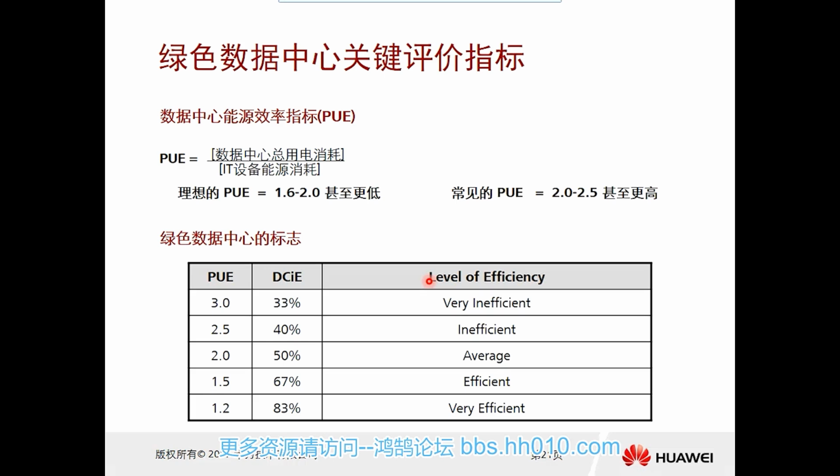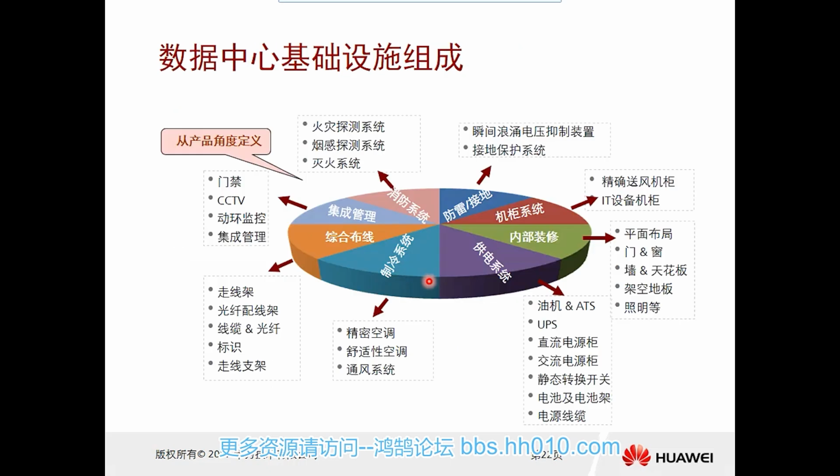Generally speaking, our ideal range is 1.6 to 2.0, or even lower. Everyone can go and see that now there might already be situations like 1.2, 1.3. The common range might be from 2.0 to 2.5, or even higher. So let's measure the PUE value of this data center. It can then be measured to see what it really is.